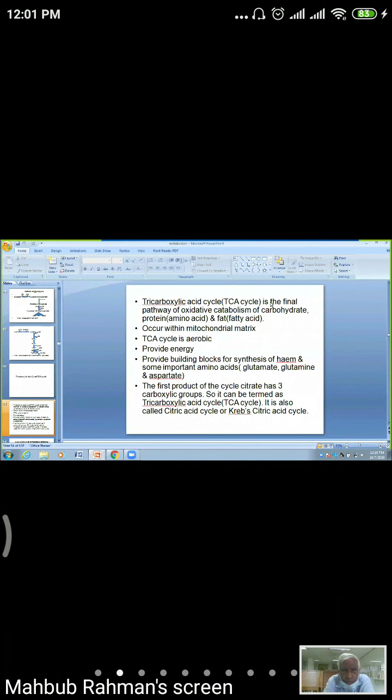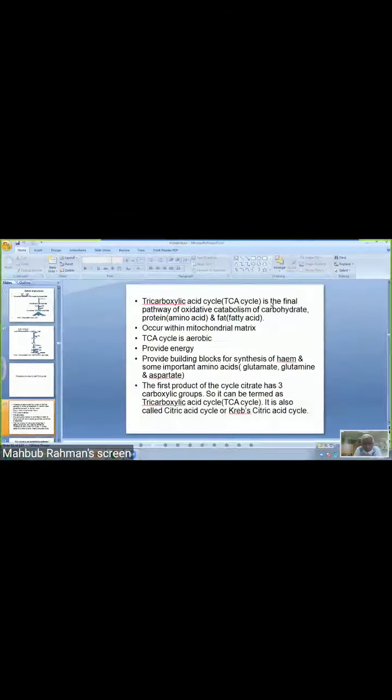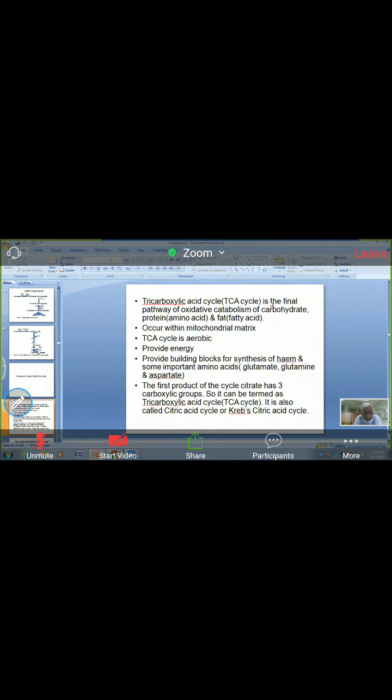The TCA cycle is the final common pathway of catabolism of glucose, amino acids, and fatty acids. It occurs within the mitochondrial matrix. The TCA cycle is aerobic. Why is the TCA cycle aerobic?